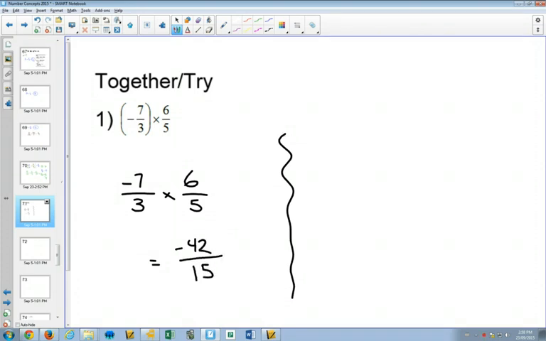15. Now, it's the tricky part. You can divide them both by 3, and you'll get negative 14 over 5. That is in lowest terms. That's right. You could write it as a mixed number, negative 2 and 4/5 if you'd like, but there's our final answer.